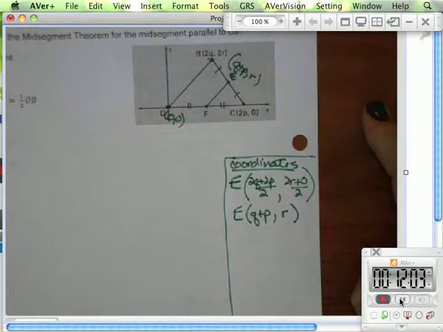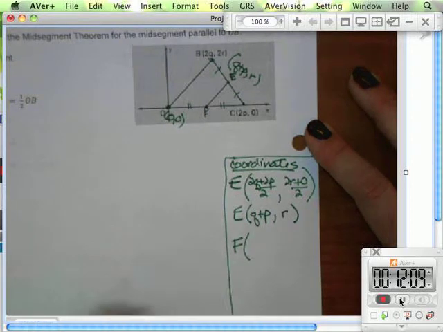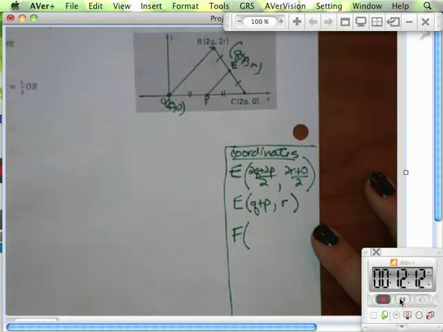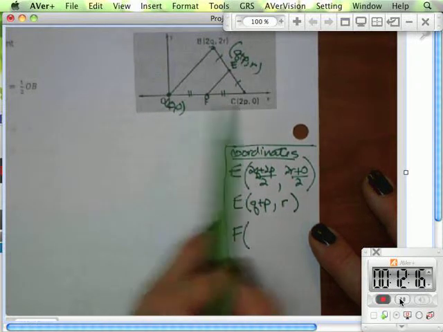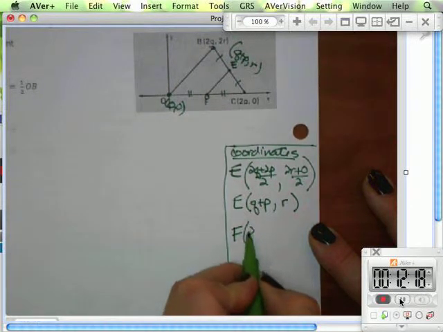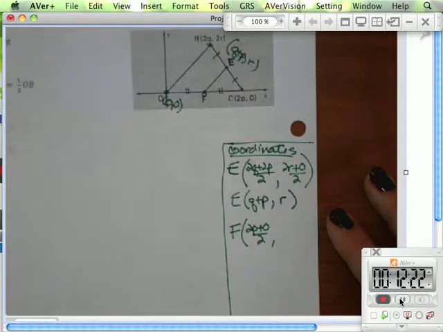Okay? All right. Now let's find the coordinates of F. I'm doing the same thing. You may not even need to write this out, but I'm just going to do it because it's the first time you've seen it. So we add the x's. So I'm going to say 2p plus 0 and divide by 2. Add the y's.